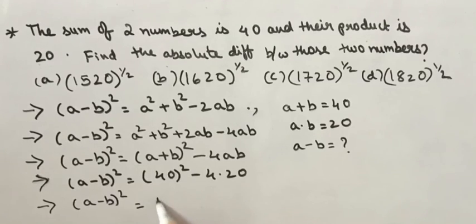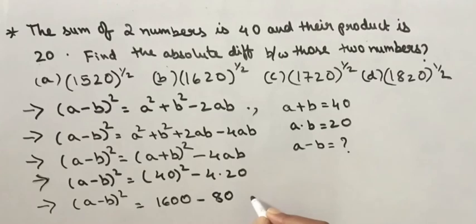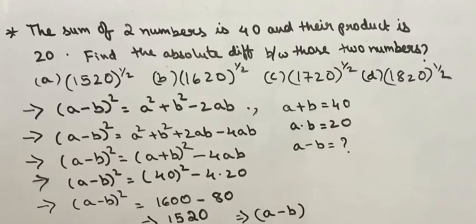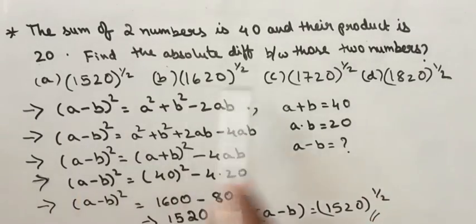40 into 40 is nothing but 1600 minus 4 into 20 is 80. Alright, now 1600 minus 80 is nothing but 1520. A minus b, if this square goes this side, it would be 1520 to the power 1 by 2, right? So what is the value? This is the value. So which is the correct option from this? Option A is the correct answer.